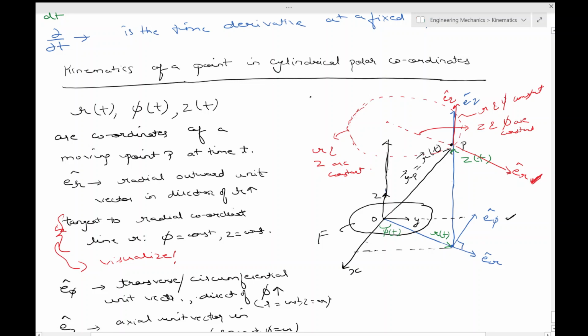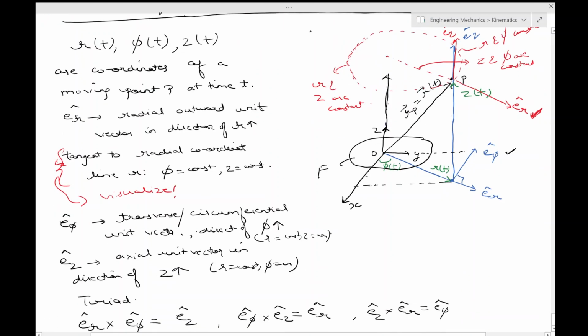So tangent to the circumferential coordinate line phi. Okay. So all of them are tangent to the circumferential coordinate line. Okay, so once this visualization is clear to you, we can, again, we have written about the triad over here.